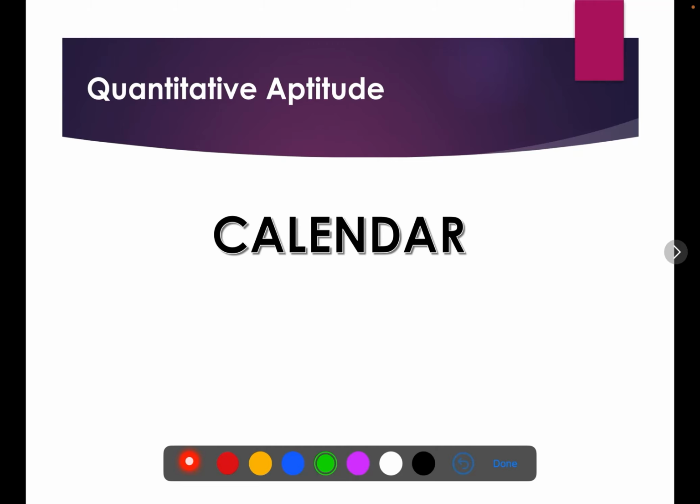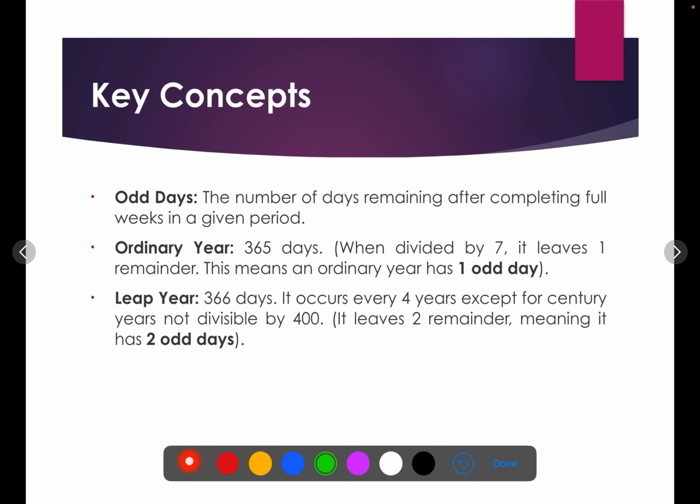Today we will study the next topic, quantitative aptitude. Quantitative aptitude has four subtopics. So in this video you will learn the topic calendar. Calendar topic will help you to understand how to find the day for any specific given date. How does it work? Let's understand.